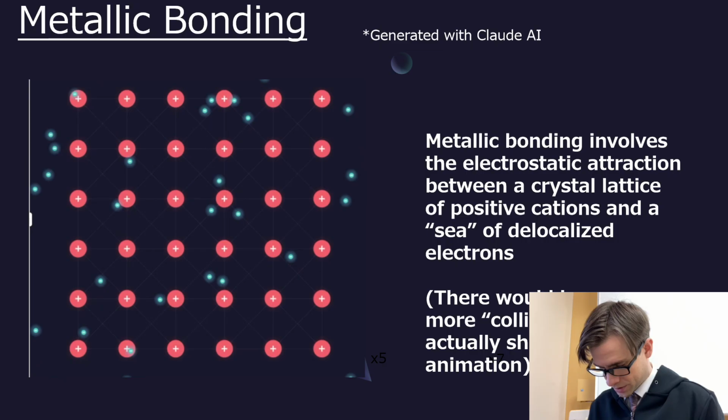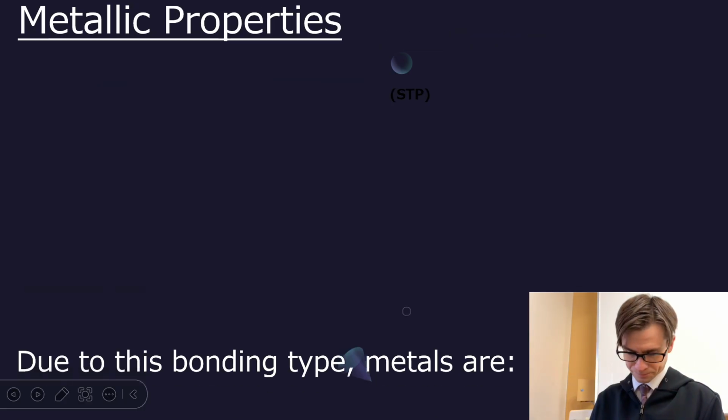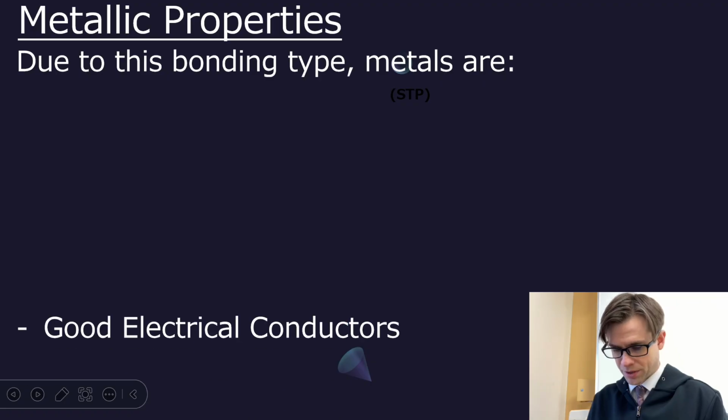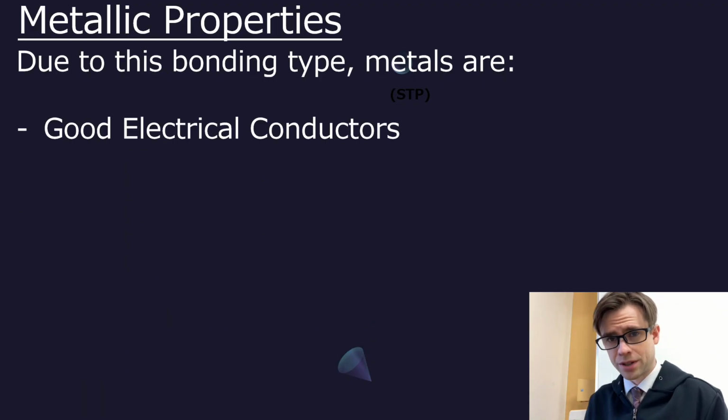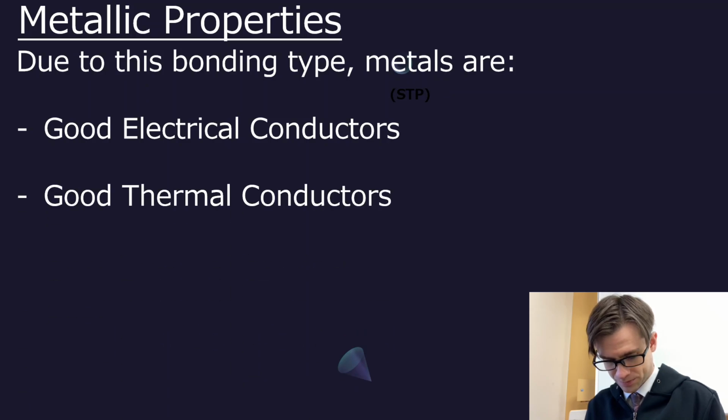Okay, what else can we say? Metallic properties. Due to this bonding type, metals are good electrical conductors. Remember, to conduct electricity, we need a mobile charge carrier. In this case, the electrons are free to move.